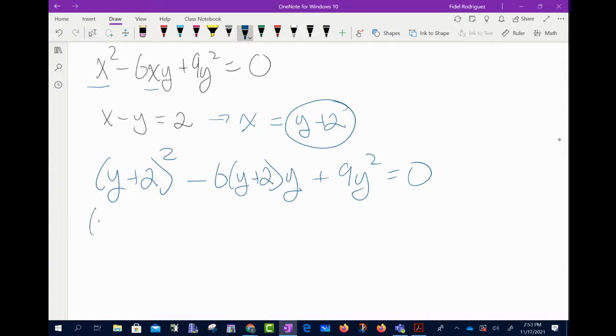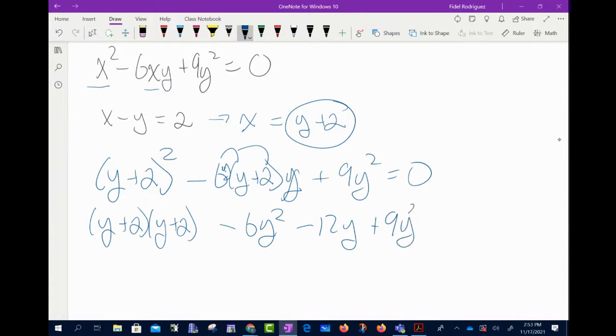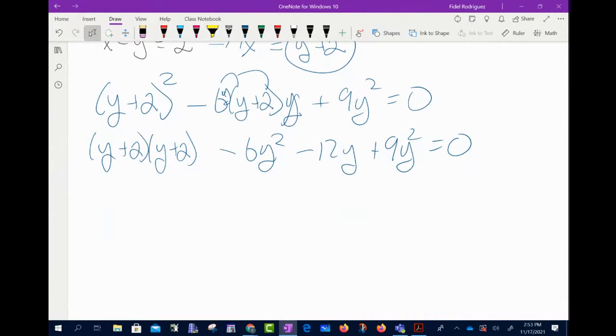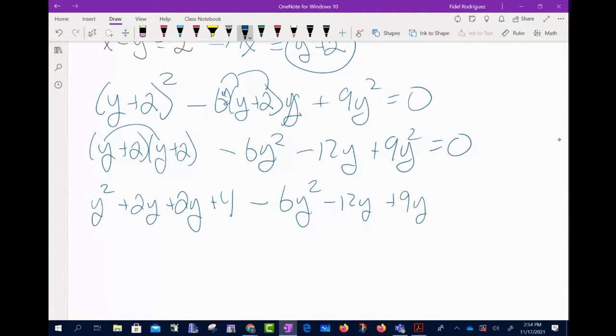Okay. So right here, y'all, I'm going to just write it out twice. Y plus 2, y plus 2. All right. I'm going to think of this y right here, y'all, as being right here. So I can just distribute the 6y like that. So that's a negative 6y squared, and that's a minus 12y plus 9y squared equals 0. Okay. Now let's go ahead and multiply out the y plus 2 and y plus 2. So y squared plus 2y plus 2y plus 4 minus 6y squared minus 12y plus 9y squared equals 0.